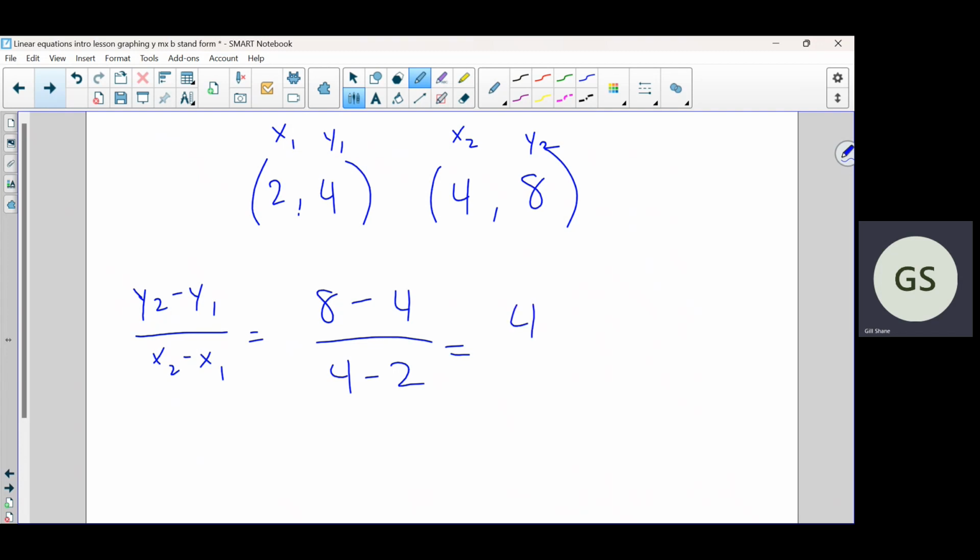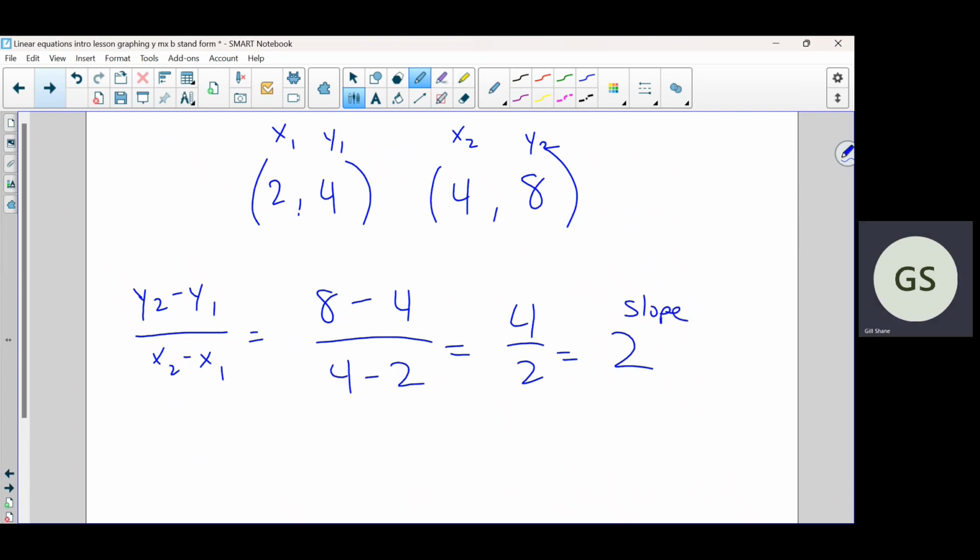Don't forget what you just did. That actually is just 2. So our slope is just a whole number, not a fraction this time, 2. That 4 divided by 2 is 2. So now I know my slope. I have 2 points. So now it's just like the problem we did a second ago. I can use either one of these. My slope is 2.